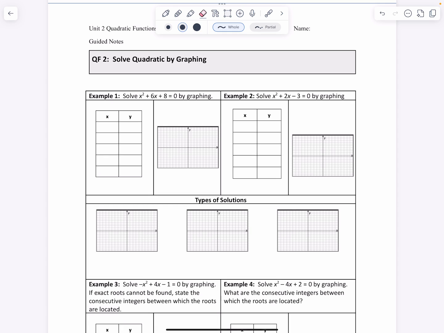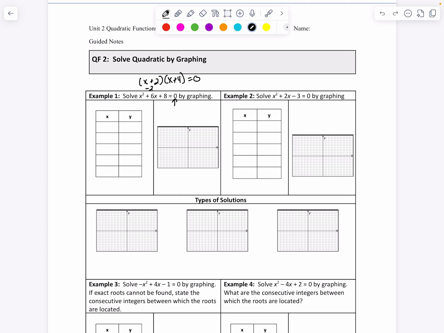So I can factor this and I can see, what multiplies to be 8 and adds to be 6? It is x plus 2 and x plus 4. So what value can I put in here? Notice this equals 0. That's going to make this equal 0. Well, if I put a negative 2 right here, that makes this piece 0. 0 times anything is 0.